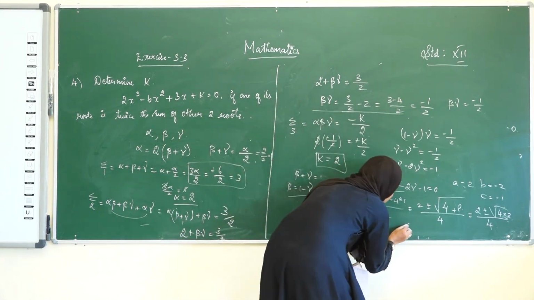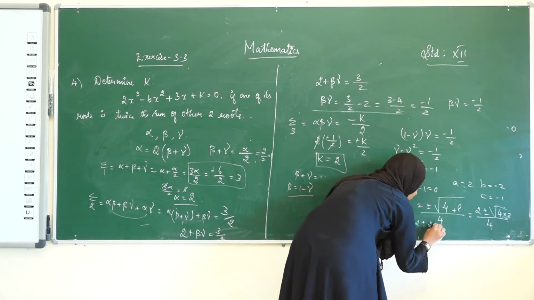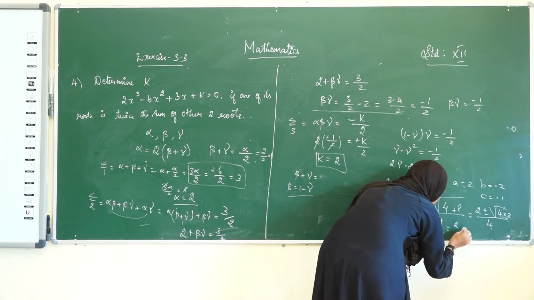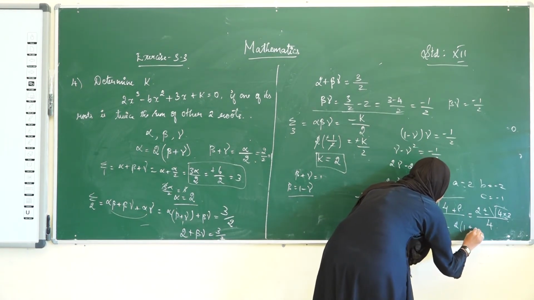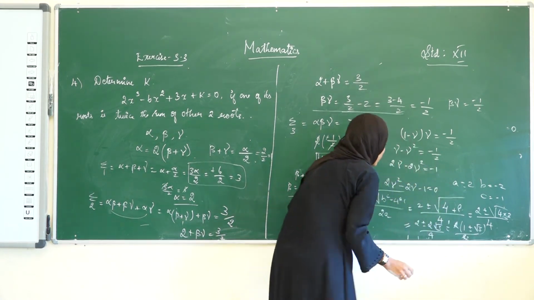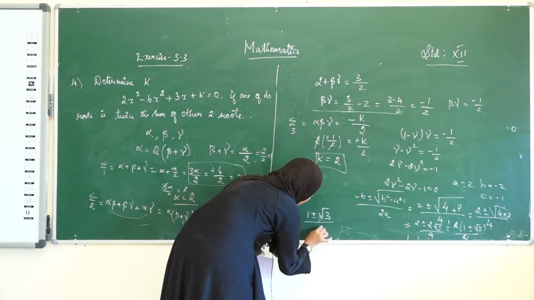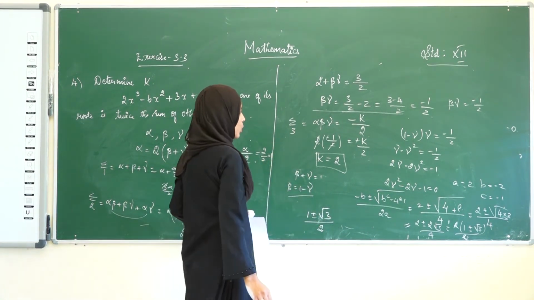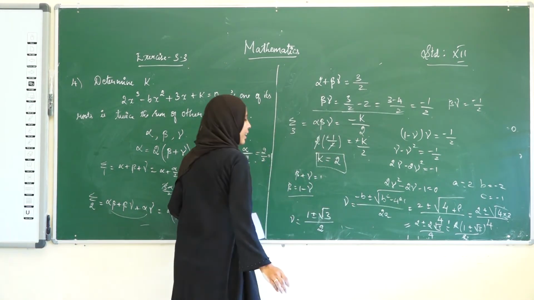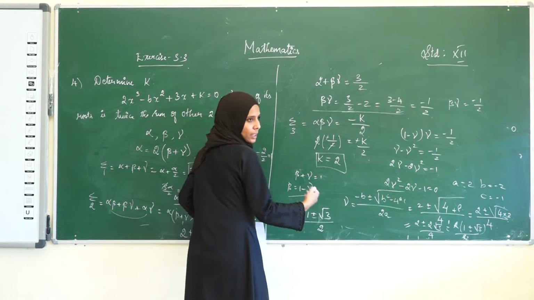Okay, how can we solve this? 2 plus or minus, we can take this 4 outside, then it becomes 2 root 3 divided by 4. We can take the 2 common from this: 1 plus or minus root 3 divided by 2. So the value of gamma is 1 plus or minus root 3 divided by 2. The other value, beta, will be 1 plus or minus something.